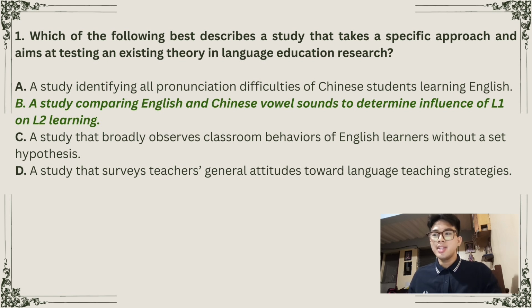Letter C, this was a general classroom observation with no clear hypothesis in sight. Great for initial exploration, but not designed to test a theory. And letter D, while this one's interesting, this option focuses on teacher attitudes, not on language phenomena tied to theoretical testing. It may use surveys, but doesn't involve testing specific linguistic theory.